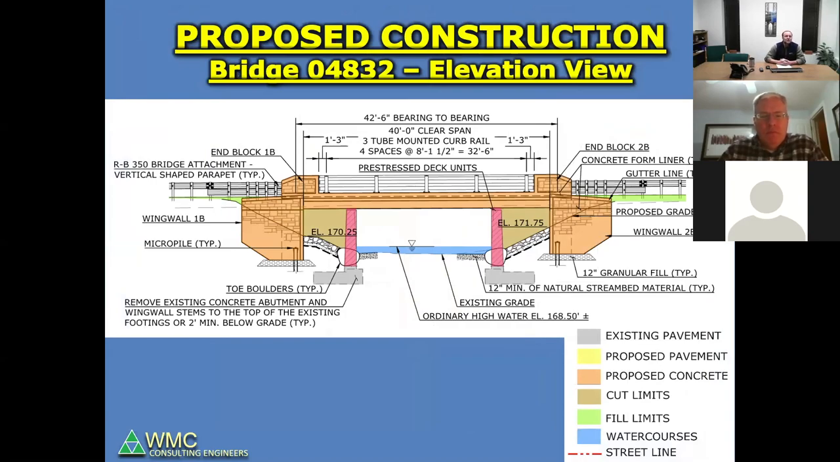Proposed construction of our elevation view. This is a more non-vertical exaggerated plan. As you can see, in the red is where the existing bridge abutments are. Our goal is to remove those below grade and remove all the embankment fill that's behind those existing abutments up to our new proposed 40-foot span. We want to leave the existing substructure beneath the grade because to remove that, we're trying to minimize the disturbance to the wetlands and water course. So we're going to leave the existing footings in below grade.